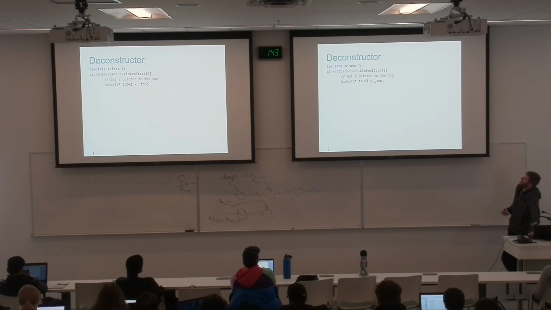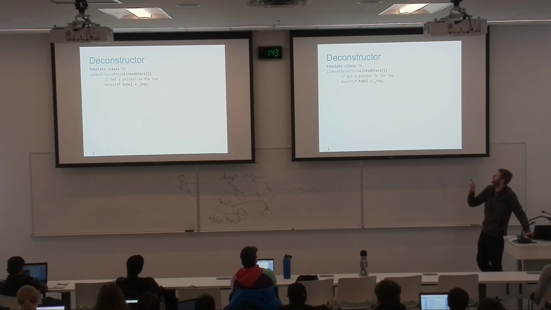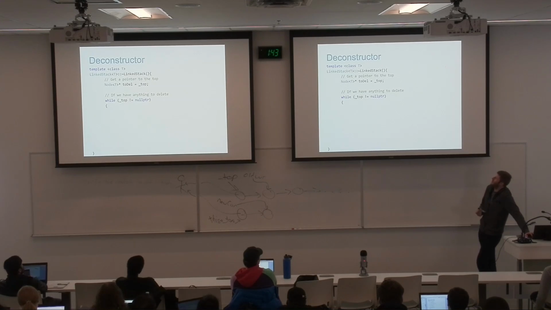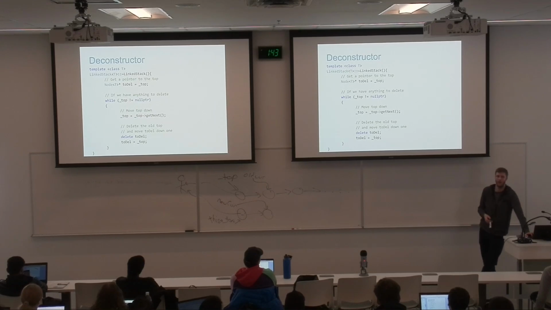Well, now we need to delete this thing. If we want to deconstruct this object, I'm going to create a pointer called toDel. And no, you don't have to call it toDel, that's just what I called it. toDel for toDelete. If the top is not null, set toDel equal to top, set top to next, delete toDel.